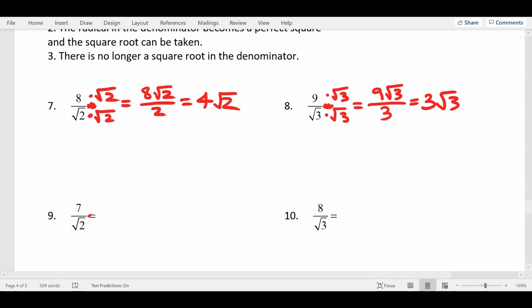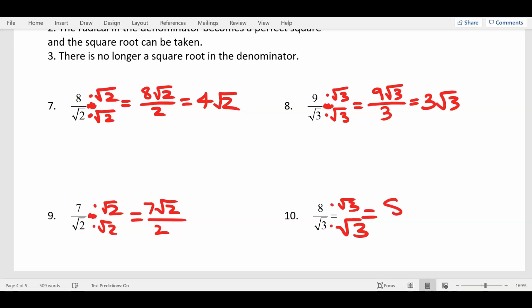So times square root of 2 on the bottom and the top. So the top will be 7 times square root of 2. 7 square root of 2. The bottom is 2. Did everyone get that? 7 over 2 doesn't reduce to a whole number, so we leave it. Number 10, again, square root of 3 on the bottom, can't have it, times the square root of 3 on the bottom and the top. 8 square root of 3 on top, 3 on the bottom. Okay? So you reduce it when you can, if you can.